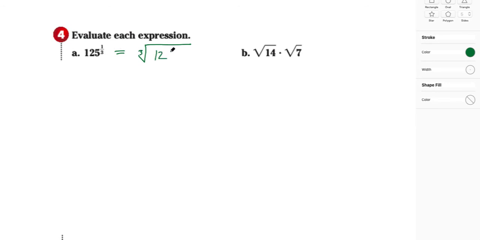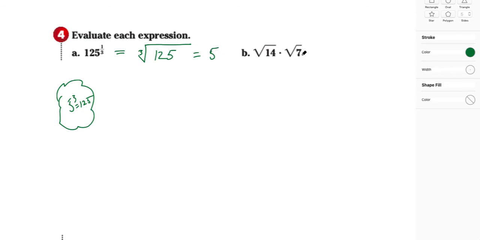So what I'm going to do is see if there is a number in 125, or if 125 itself is a value that's being raised to the 3rd power. And fortunately for us it is, because I remembered that 5 to the 3rd power is 125. So I can successfully say that this is just 5.